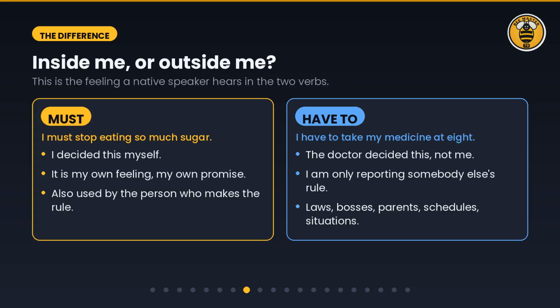So here is the difference in one question. Is the obligation inside me or outside me? Listen. I must stop eating so much sugar. I decided that myself. It is my own feeling, almost a promise to myself. Now compare it with this. I have to take my medicine at 8. The doctor decided that, not me. I am only reporting somebody else's rule. Laws, bosses, parents, schedules, all of them give you have to.